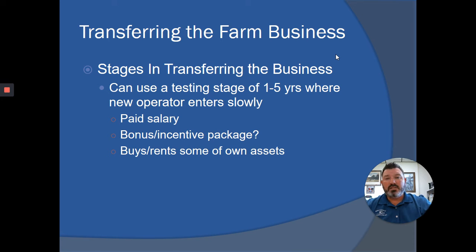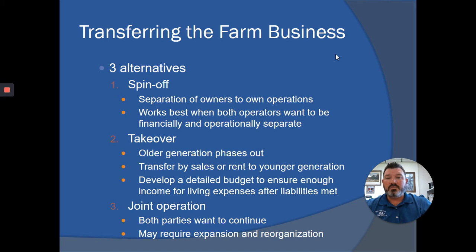So when we talk about stages, you can break this into stages if you so choose, and maybe a testing stage of a few years where the new operator enters slowly, gets paid a salary or maybe an incentive package, maybe buys and rents some of the assets. Again, it all depends on how you want to put together the agreement. You can then spin it off to where it's a separate owner and separate operations. Maybe it just doesn't work out, and so the new generation coming in decides to spin off and go on their own. And you divide up what was there financially and operationally and go your separate ways.